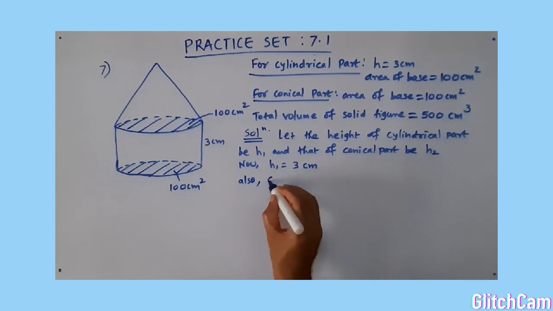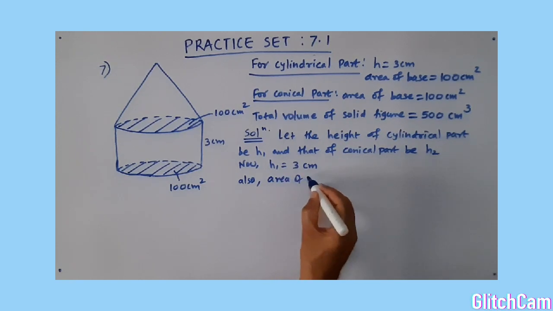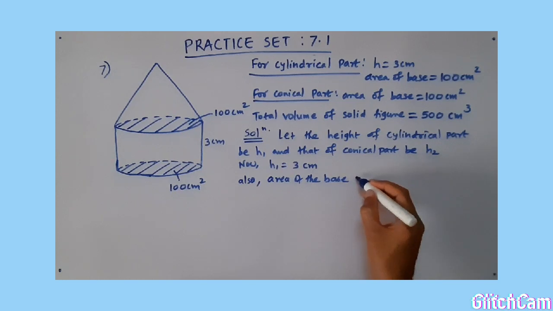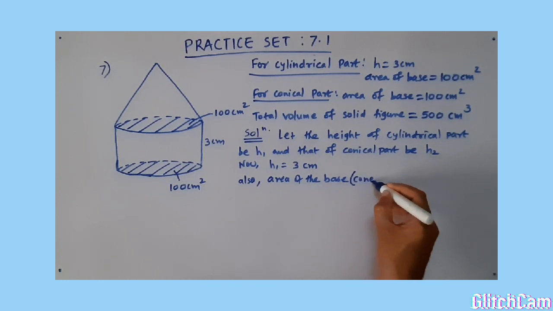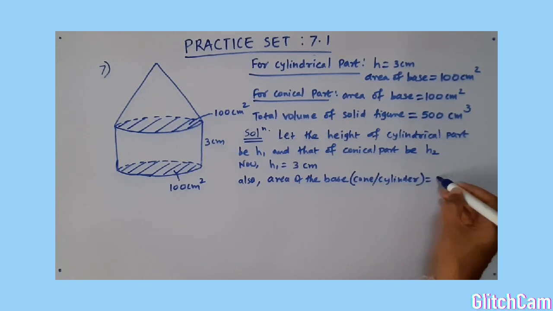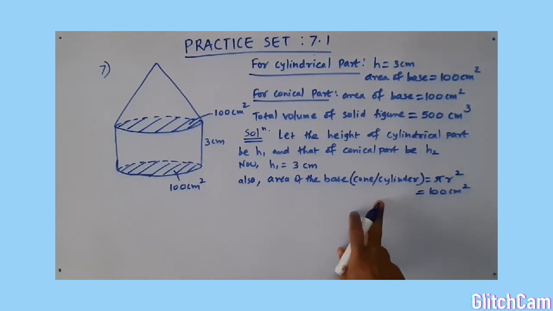Also we have the area of the base of the cone as well as the cylinder. How much is it? The area of the base is nothing but a circle, which is pi r square, and that is equal to 100 centimeter square. Understand? So these are the things which are given to us.